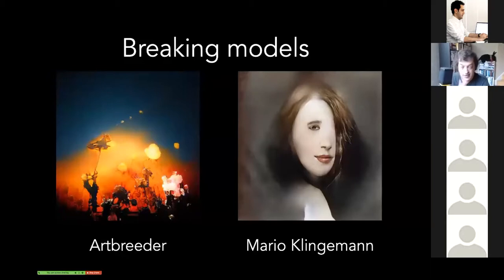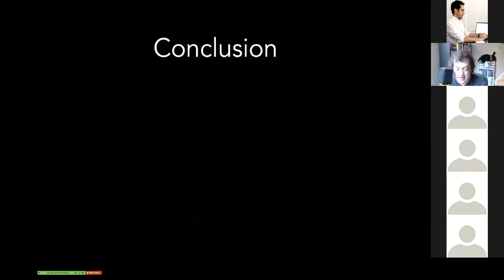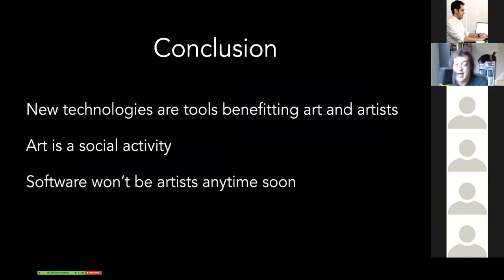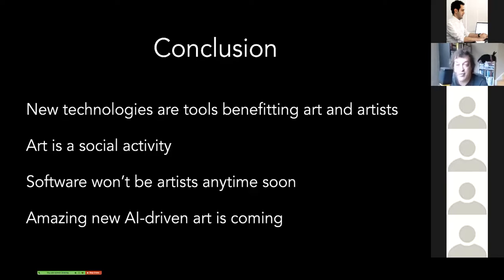So to conclude the talk, I think throughout history and now in the future, new technologies are tools that benefit art and artists. I believe art is a social activity. It's something which is performed by social agents. And as a result, software won't be considered artists anytime in the foreseeable future. And conversely, I believe amazing new AI-driven art is coming. There's so much here and so much that's yet to come. Thank you.